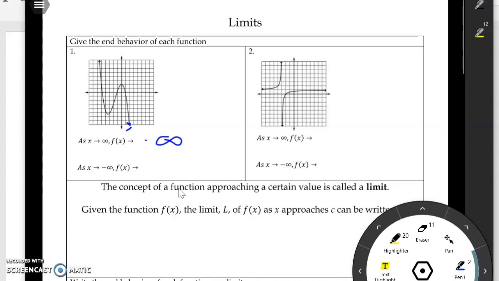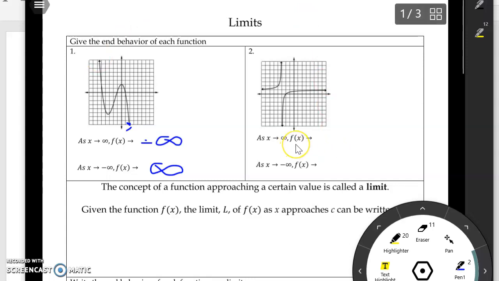Then we have as x approaches negative infinity, f of x is approaching what? As we keep going, what is f of x approaching? And as we see here, we have another arrow pointing up, so f of x is approaching positive infinity. So sorry, this first one's a negative, and then positive infinity. Let's look at the second problem.